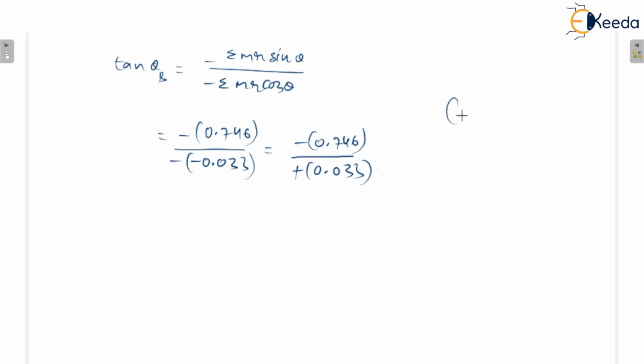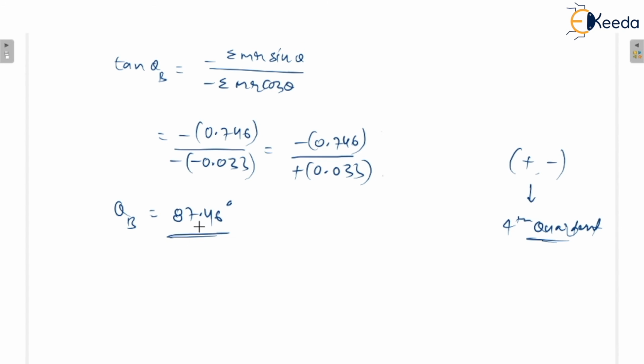So it would be plus minus. That means it represents the fourth quadrant. Now when you calculate this value, you will get the value of tan theta. The theta b value comes out to be 87.46 degree. But remember that this is not the answer.